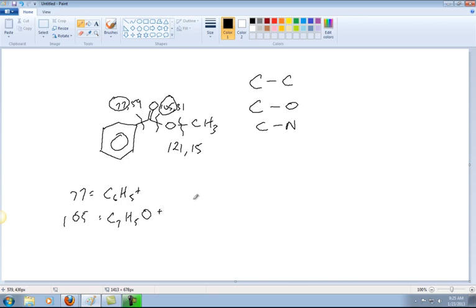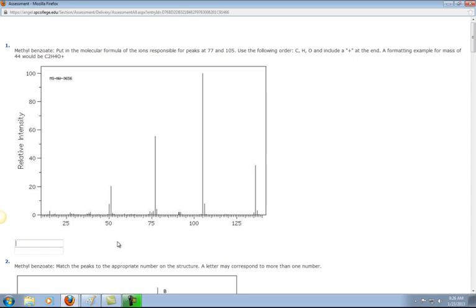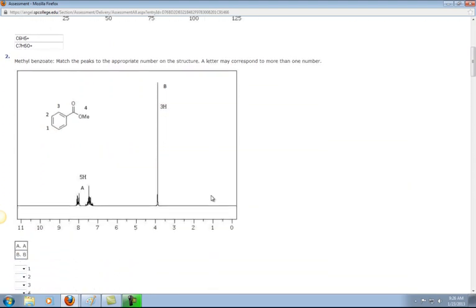Now what you should do is probably just double check and make sure that these do add up to what you're talking about. So this would be 6 times 12, which is 72, plus 5, which is 77. This is 7 times 12, which is 84, plus 5, which is 89, plus 16, which is 105. So we can see that what we've got here is actually what it should work out to be. Alright, so continuing on with this, we go ahead and we can answer those questions. So we said it was C6H5 plus and C7H5O plus, and those should be the correct answers for those peaks, 77 and 105.